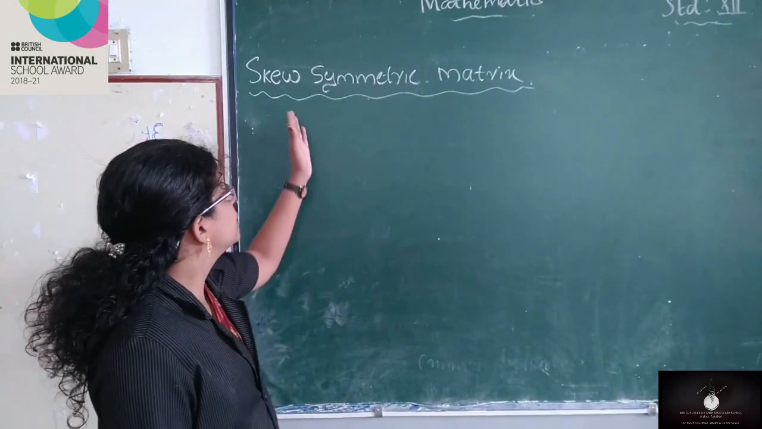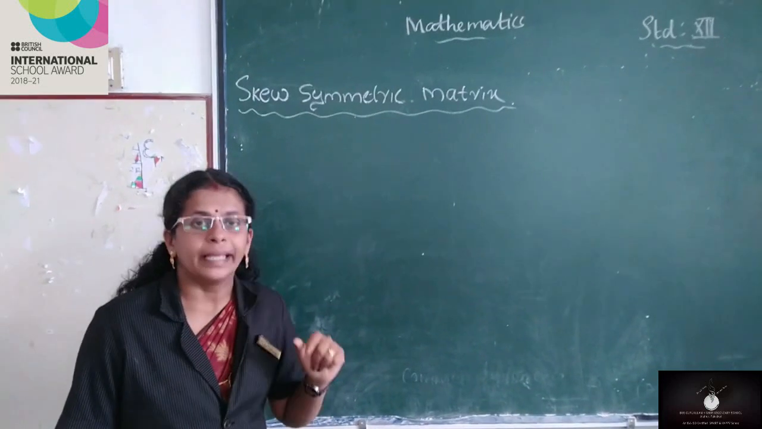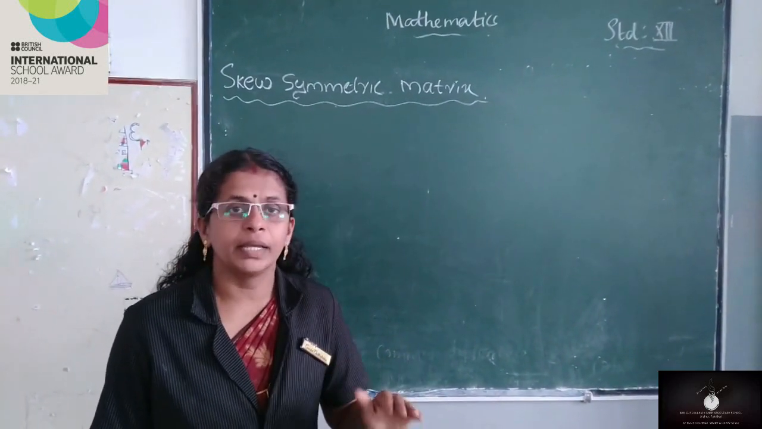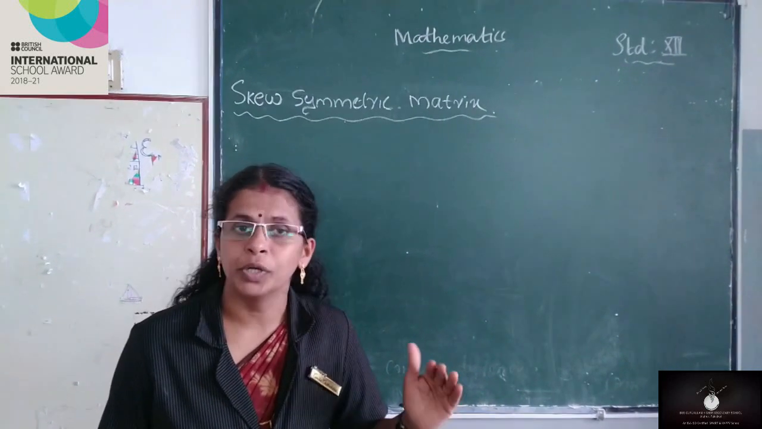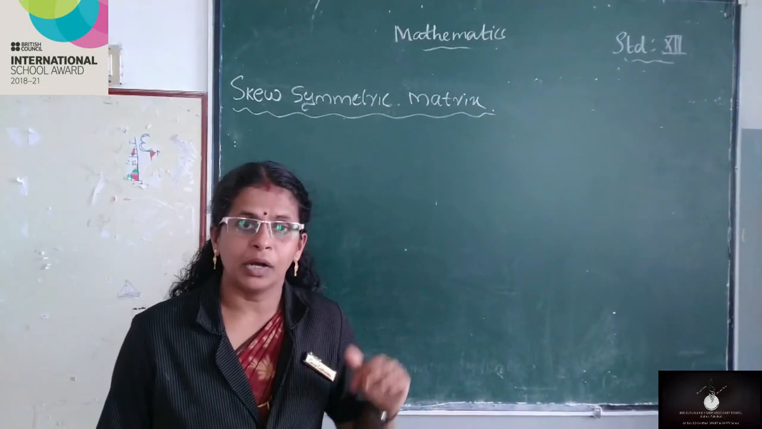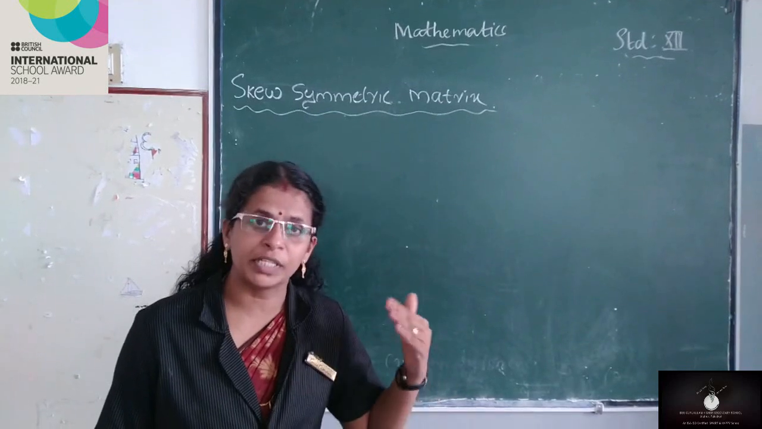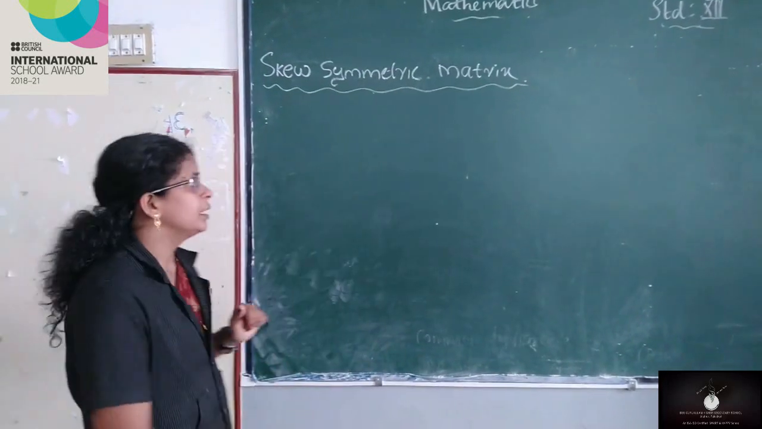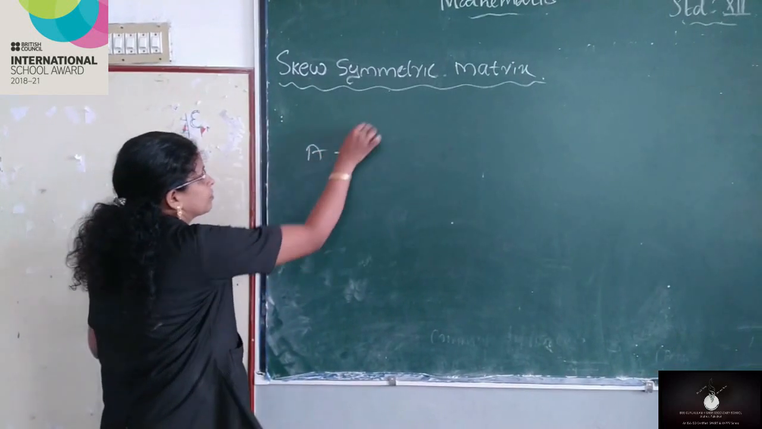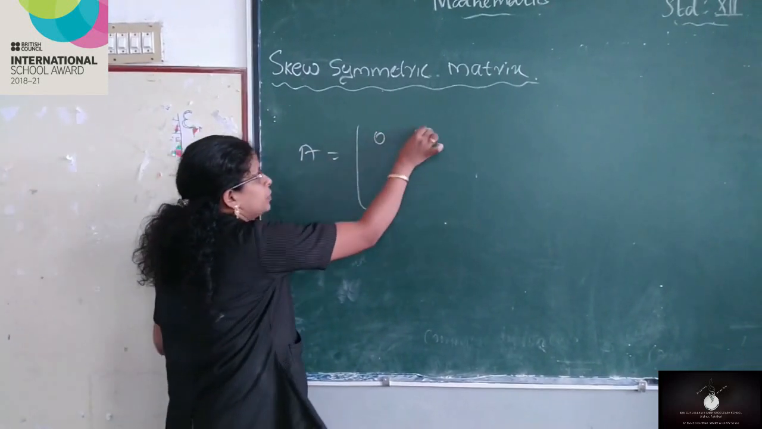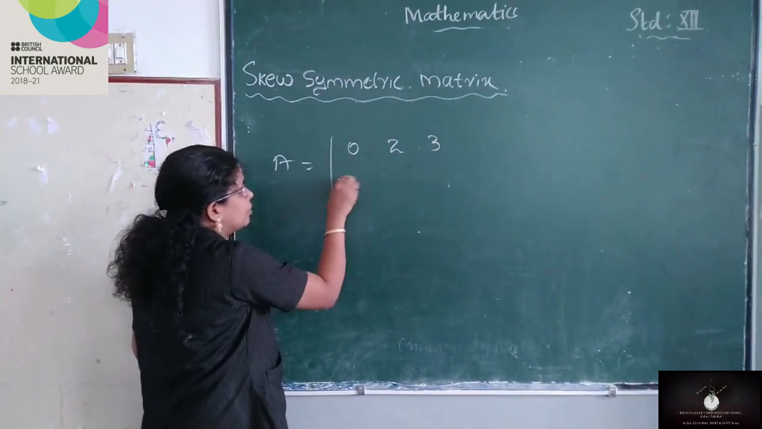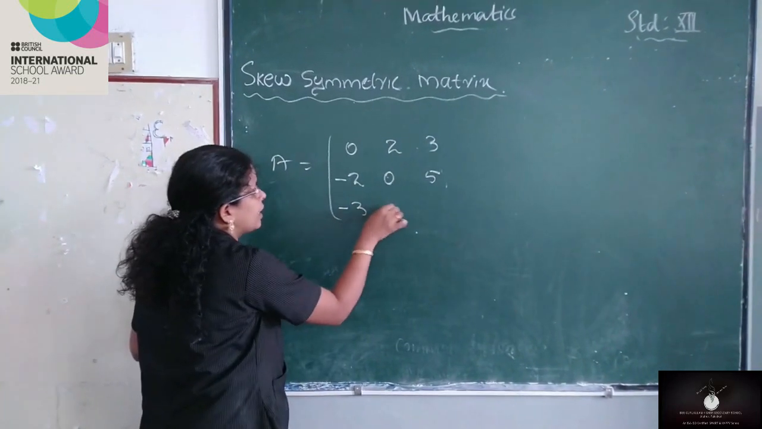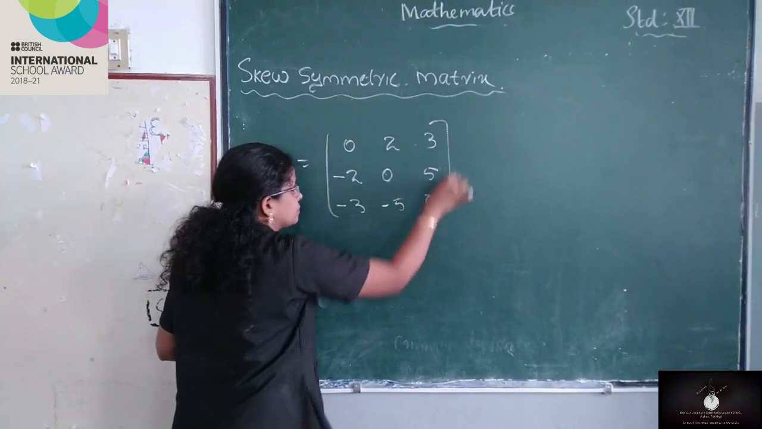Next topic is skew symmetric matrix. A square matrix A is said to be skew symmetric if A transpose equal to minus A, and all the diagonal elements of a skew symmetric matrix are 0. For example, A equal to matrix 0, 2, 3, minus 2, 0, 5, minus 3, minus 5, 0.